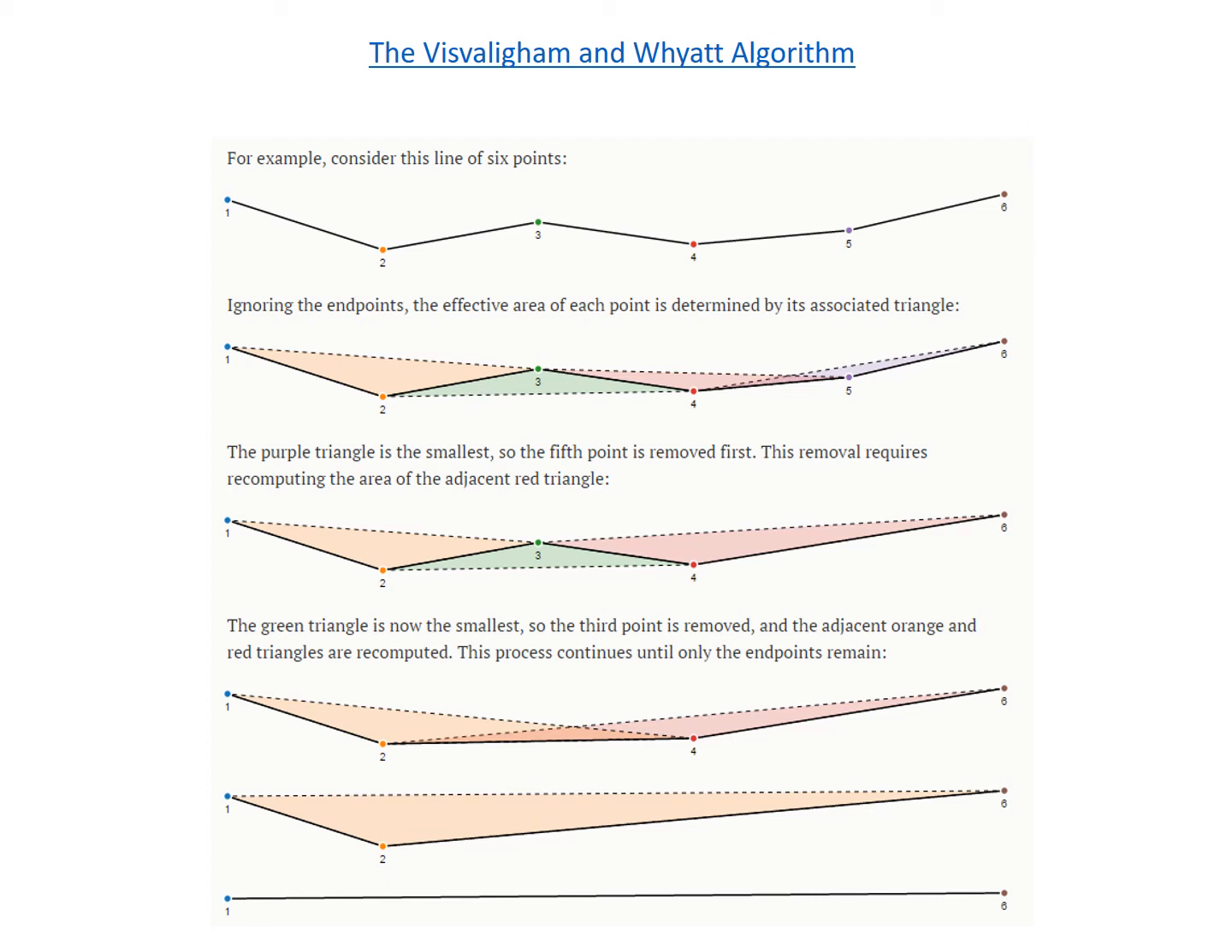So we would eliminate 5 first, and then we would recalculate. At this point, 3 has the smallest area, so we'd remove that point next. At that point, 4 has the smallest area, so we'd remove that point. And we keep that process continuing on until only the endpoints remain. And so we have this series of points in order of which points are most important and which points are least important, which enables this sort of dynamic filter to be applied.